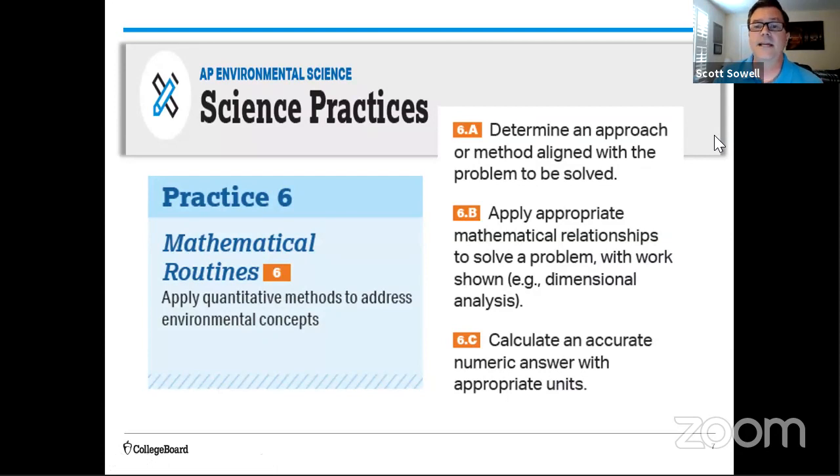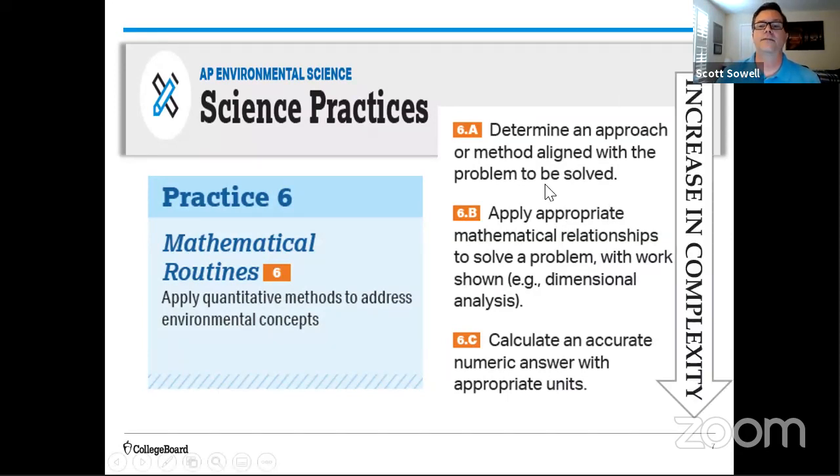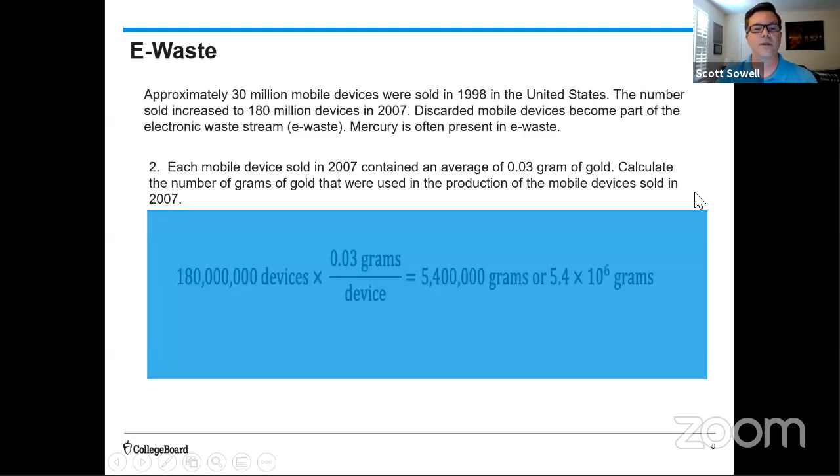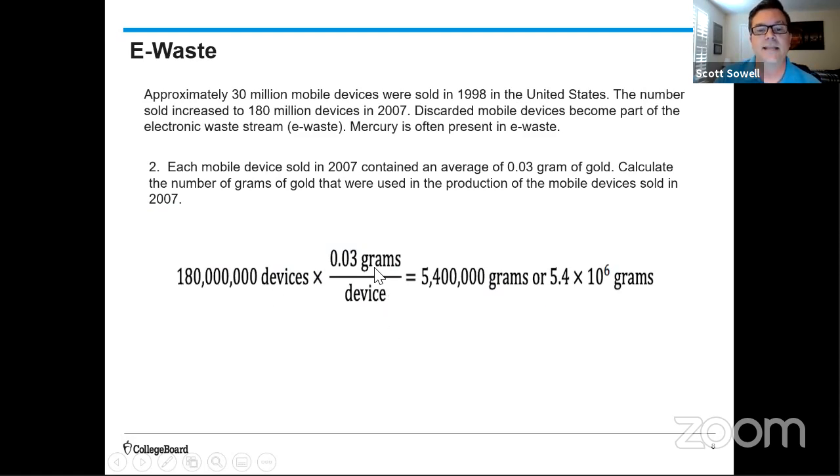The second one is a calculation. So remember that you have to determine which type of method you're going to use, and then you have to apply some mathematical work and then get an answer with appropriate units. So this question says each mobile device contained 0.03 grams of gold. Calculate the number of grams of gold that were used in production of mobile devices sold in 2007. So we knew there was 180 million devices. Each device had about 0.03 grams of gold. And that results in the devices canceling out the way we set up our dimensional analysis. Always remember, when you're doing calculations, have a unit every single place you can, and the dimensional analysis setup will help you to cancel out units, and that leaves you with 5,400,000 grams.